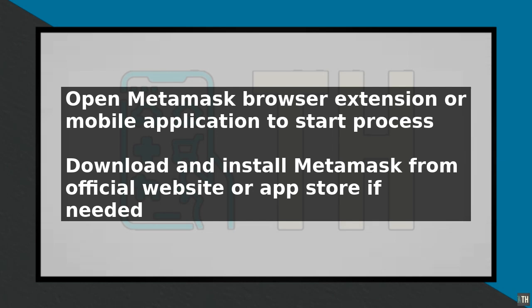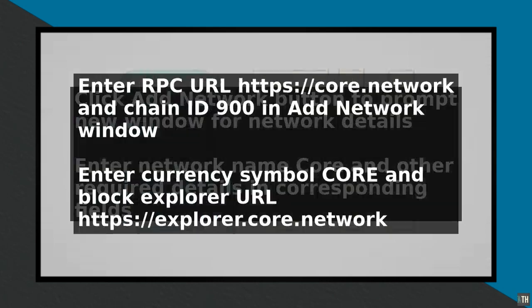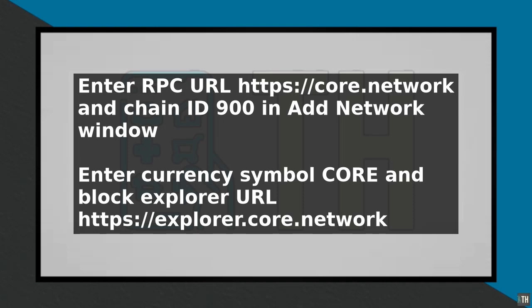To add Core, you will need to enter the following information: network name, RPC URL, chain ID, currency symbol, and block explorer URL. The network name is Core. The RPC URL is https://rpc.coredao.org. The chain ID is 900. The currency symbol is Core. And the block explorer URL is https://explorer.core.network. Enter these details into the corresponding fields in the Add Network window.